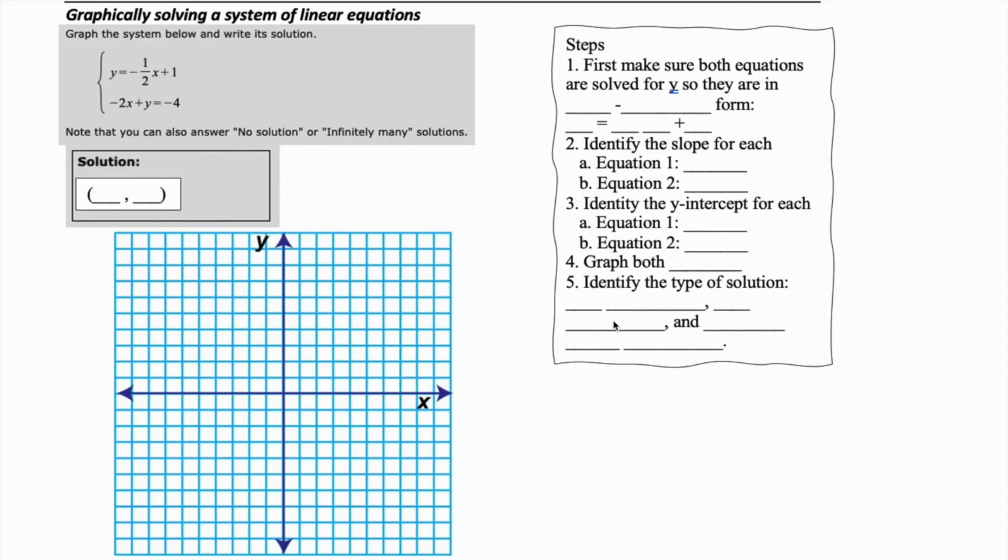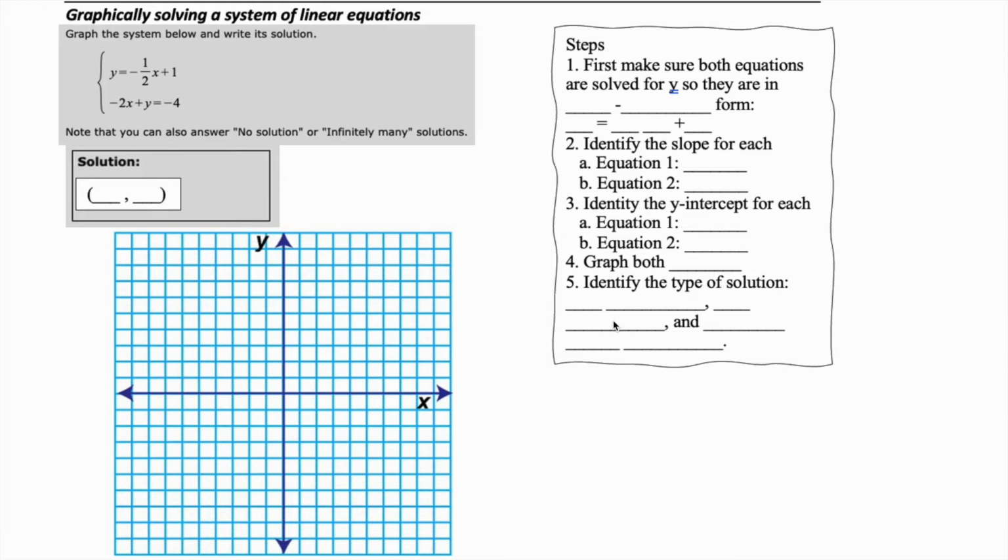All right, so now we're going to look at graphically solving a system of linear equations. This can definitely be a nice visual way to see what the solution is, because we will graph both lines, and where they cross, if they cross, it will tell us that that is the solution to the two lines. Or they may cross infinitely many times.